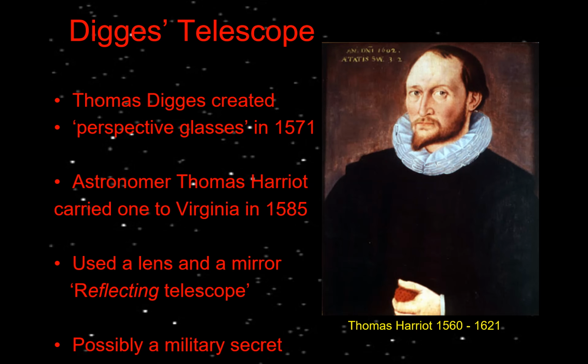One of the people who claims this is Thomas Digges, who created something called a perspective glass in 1571. Astronomer Thomas Harriot carried one to Virginia in 1585 to observe an eclipse. So it's possible that a telescope was already present in the Americas before Galileo made his historic observations. This system used a lens and a mirror. This is a reflecting telescope, as opposed to a refracting telescope that Galileo had constructed. It's also possible that more was not made of this telescope because it was considered to be a military secret.